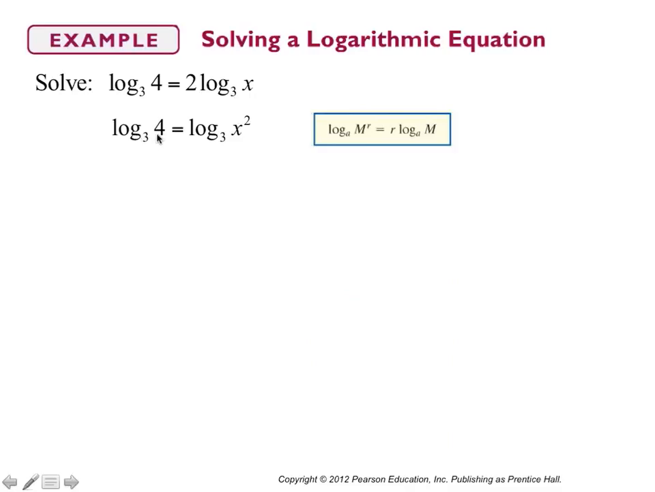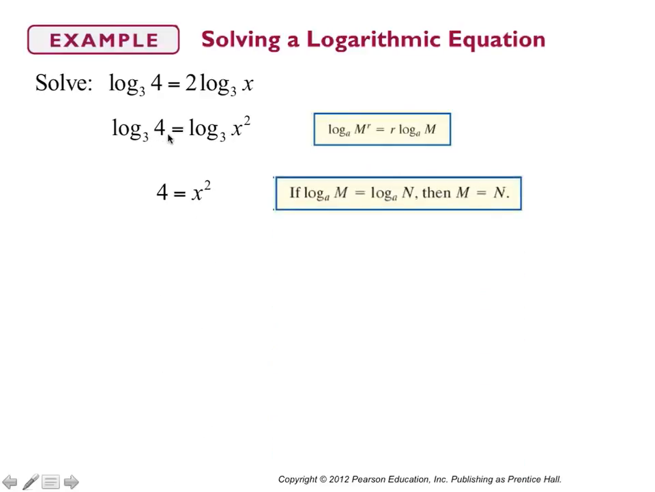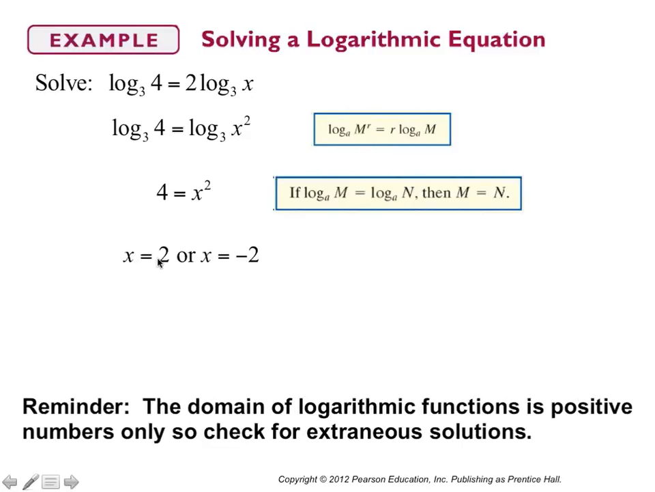So we have log base 3 of 4 equals log base 3 of x squared. This is because of this rule right here, where we're able to take an exponent and make it a factor, or the other way around. And then if you notice, we have log base 3 and log base 3. Since we have log base 3 and log base 3, we can essentially just ignore our logs and be left with the other piece. So we just have 4 equals x squared. And then we go ahead and solve this. We get x equals 2 or x equals negative 2.